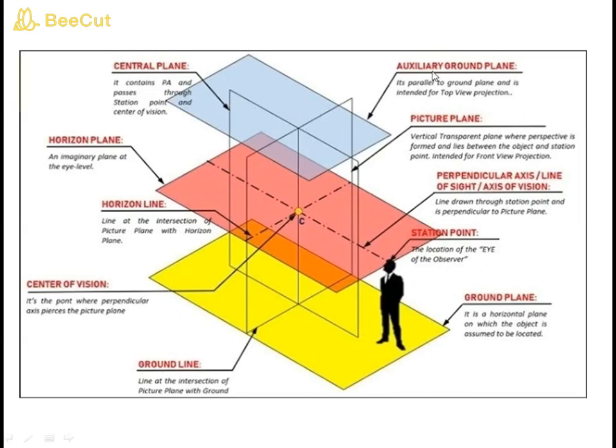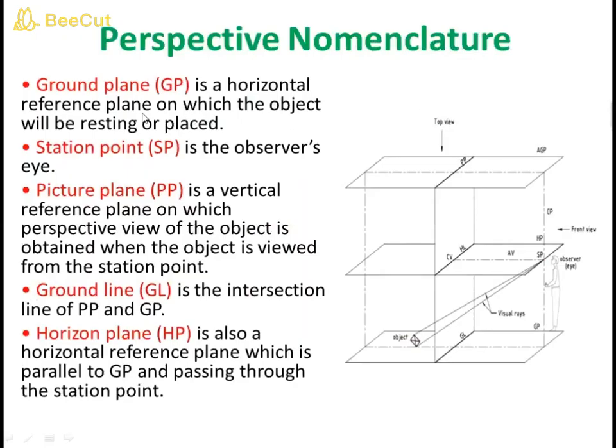You can draw an infinite number of auxiliary ground planes. You can take down these notes. Ground plane is a horizontal plane on which the observer is resting or placed.